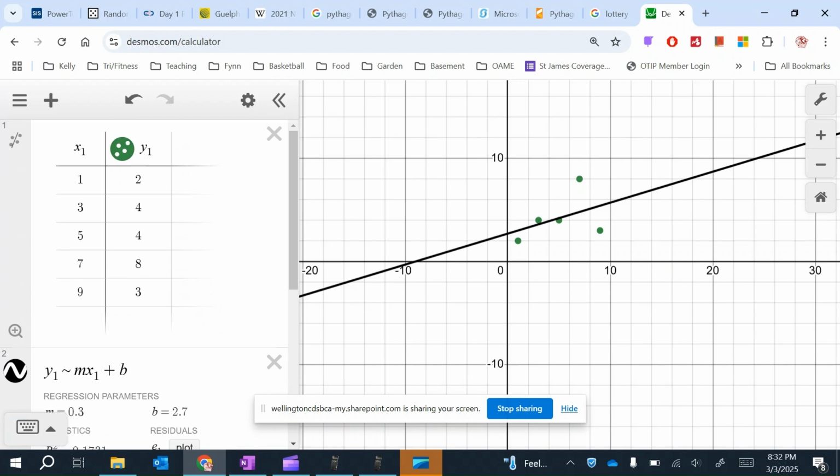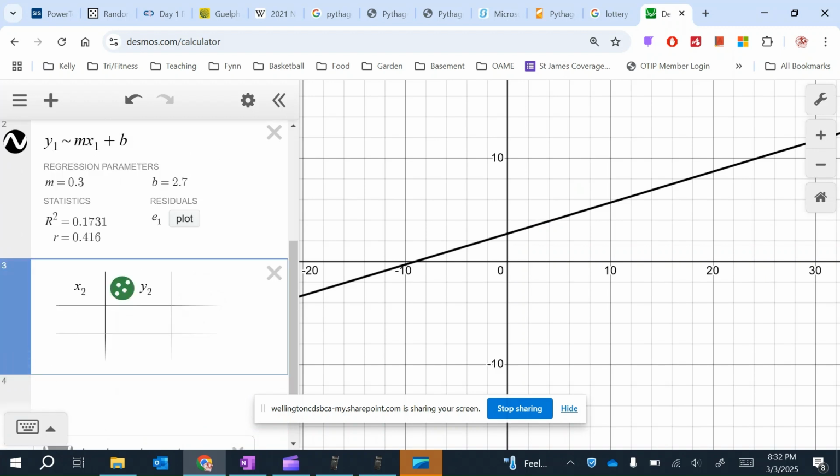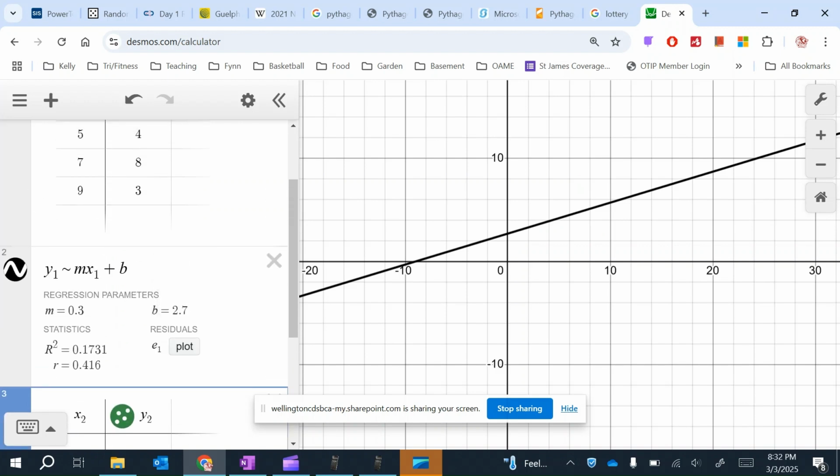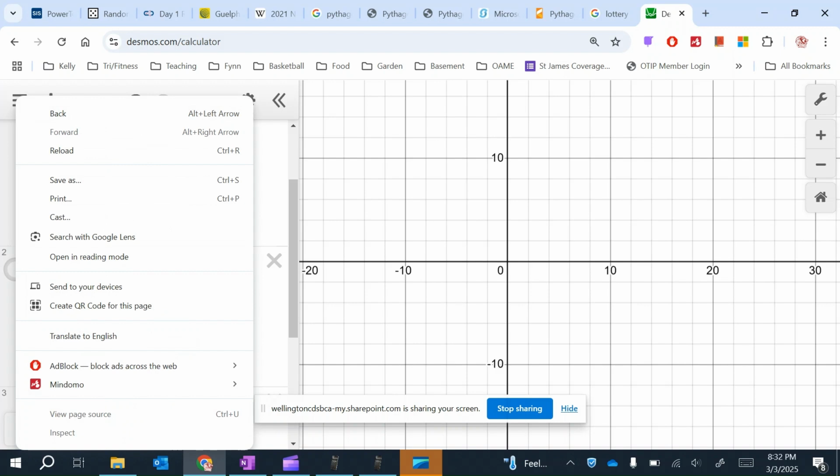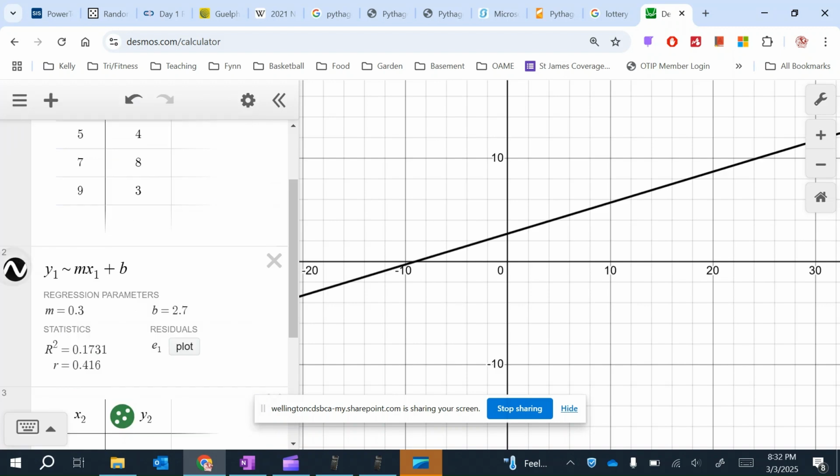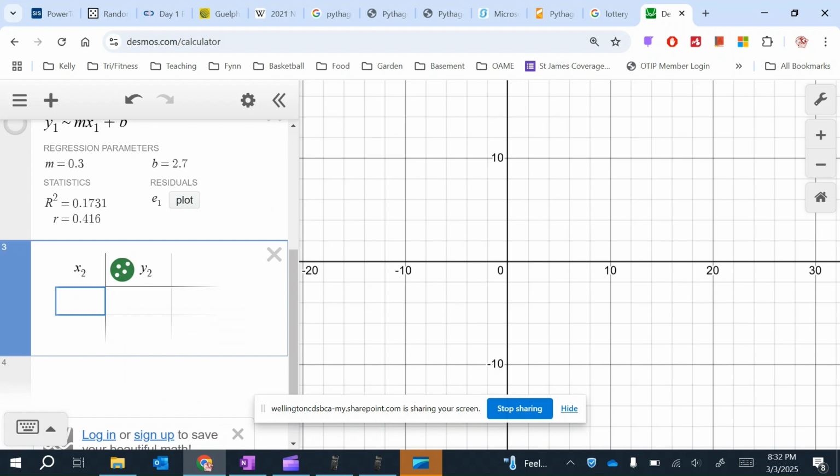A little trick: I can tap these here, and those lines will disappear. Or I can hold it, and once I hold it, I can change the color. But I'm going to get rid of those ones. I'm going to type in my numbers here.